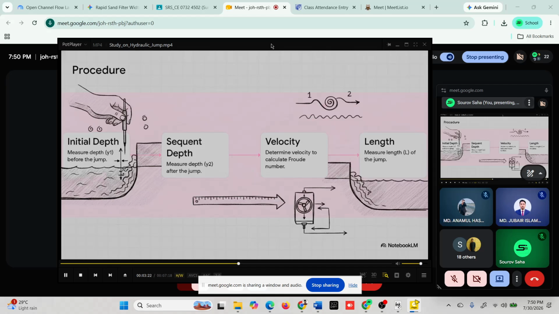Next up, we measure the physical length of the jump itself, so from the front face to just past that turbulent roller. Once we have those physical dimensions, we transition over to the calculated metrics. By knowing the discharge rate from our water meter, we calculate the upstream and downstream velocities, and that allows us to determine a very special metric, the Froude number.